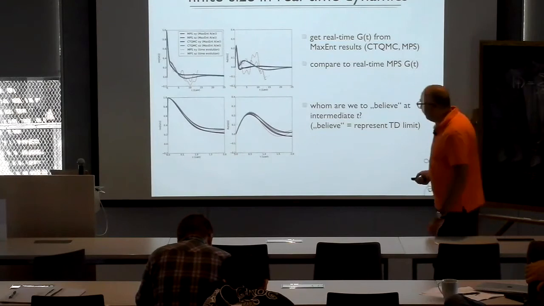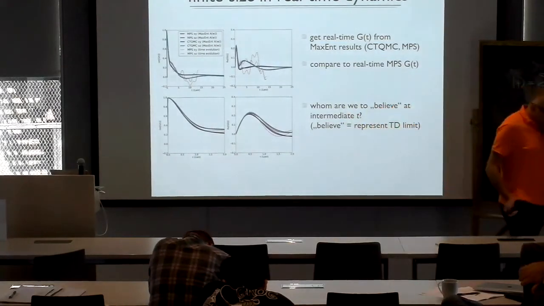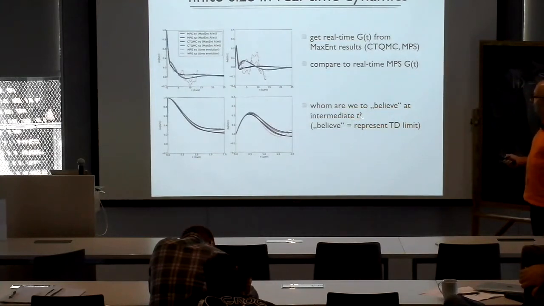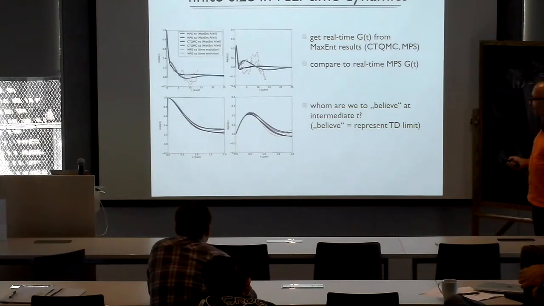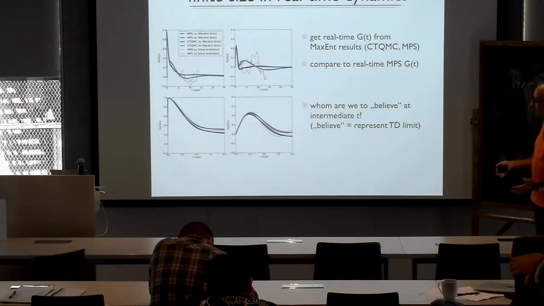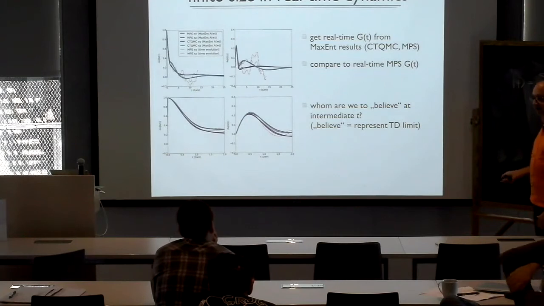The problem, of course, and this is where the disappointment with this approach essentially rests, to cut a long story short, is: whom do we believe at intermediate times? Where do the finite size effects really start? Or where is an effect which simply Max End has smeared out, but which is really there? We don't know.